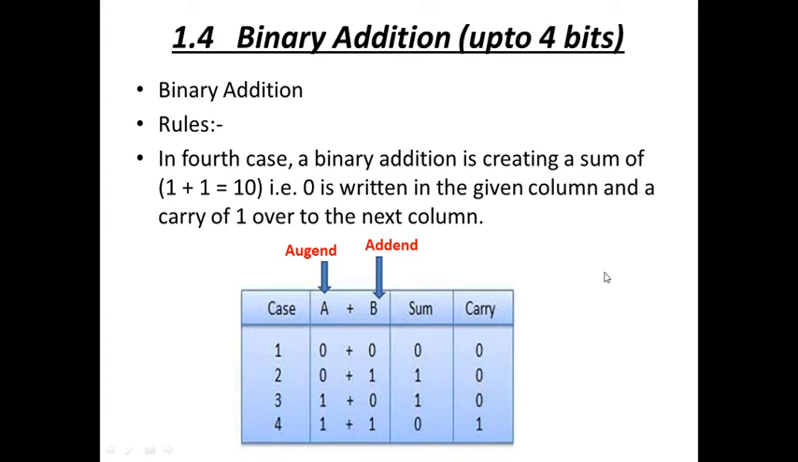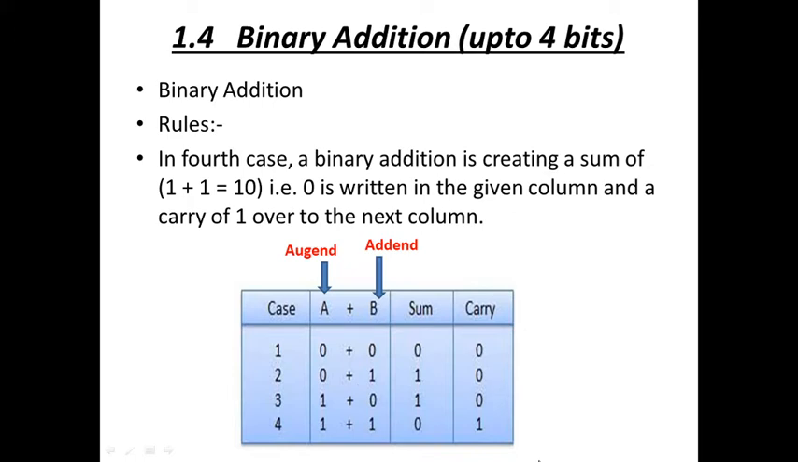In this lecture, we are going to see what is binary addition and binary subtraction. For you, it is up to 4 bits, maximum 4 bits. Now, what do you mean by binary addition, or what are the rules? We have already used these rules while converting a gray code into binary and vice versa.